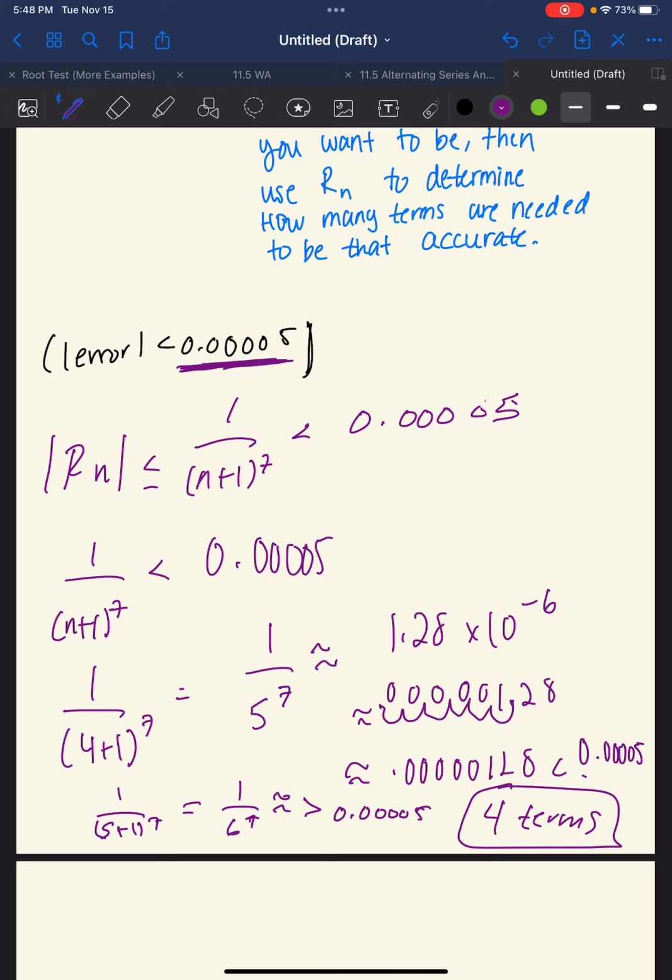For this one, I don't really know where you would stop if we can't use a calculator. If this shows up on a test, I don't know where we would stop if we can't use the calculator. But yeah, that's all you need to do for these types of problems.